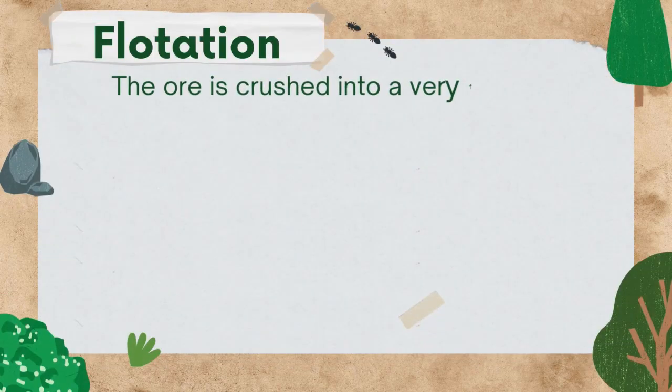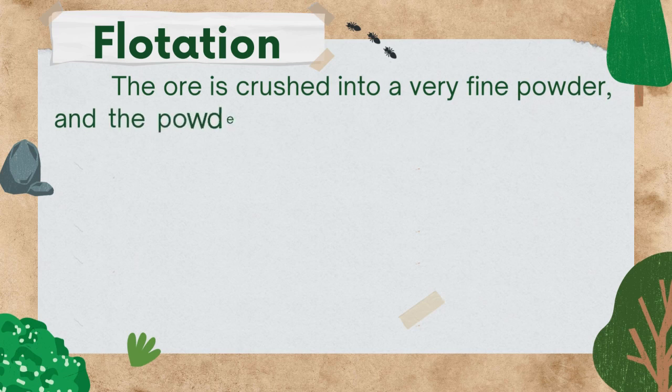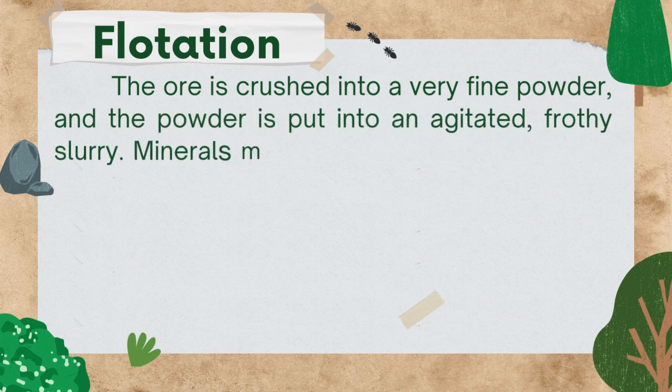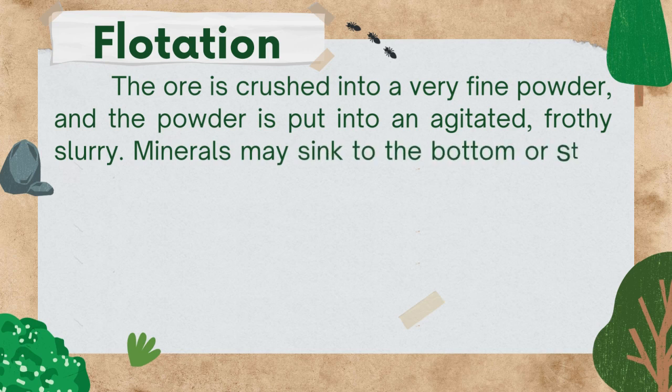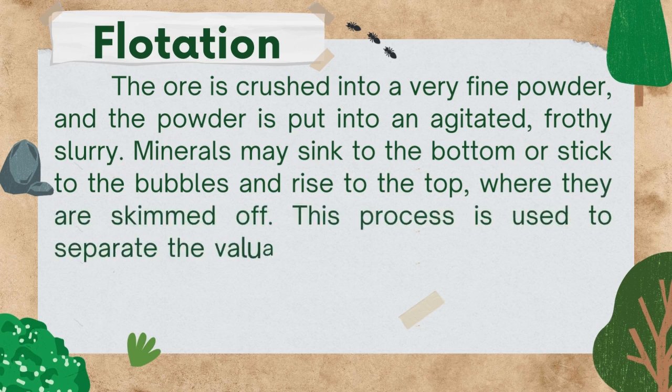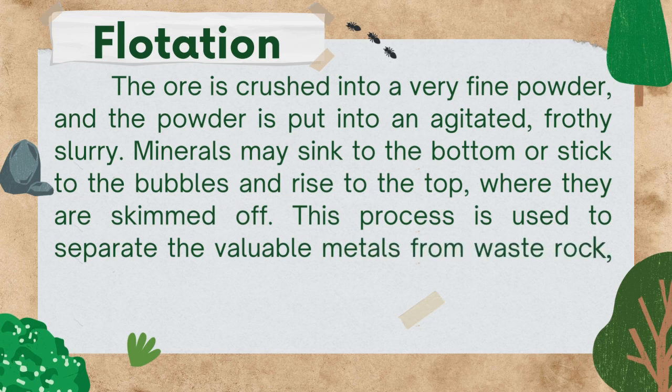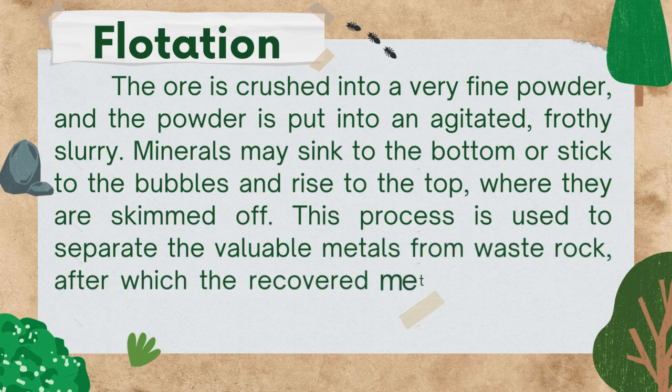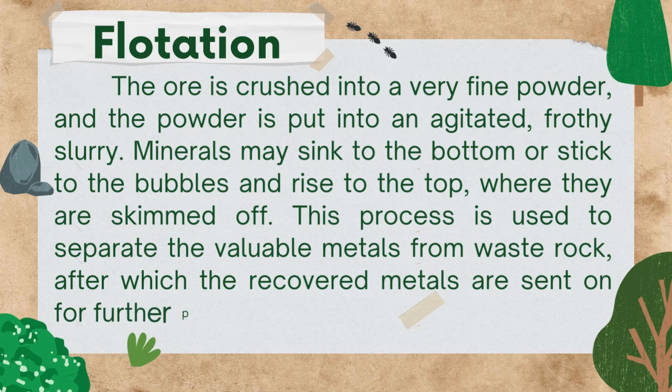Flotation. The ore is crushed into a very fine powder, and the powder is put into an agitated, frothy slurry. Minerals may sink to the bottom or stick to the bubbles and rise to the top, where they are skimmed off. This process is used to separate the valuable metals from waste rock, after which the recovered metals are sent on for further processing.